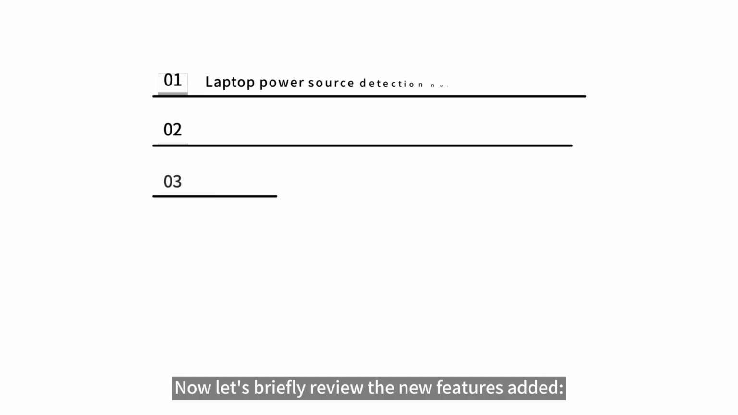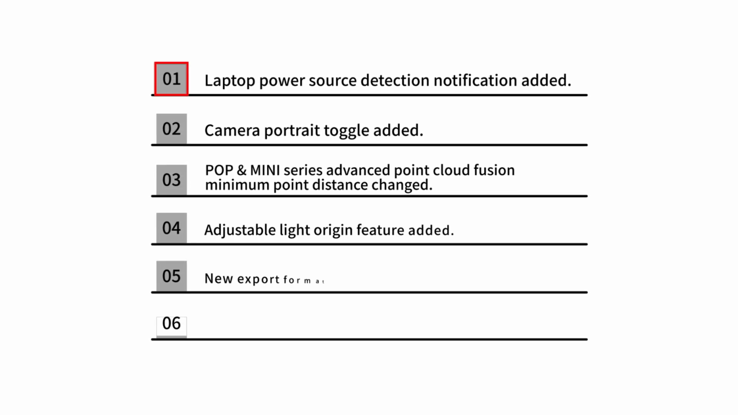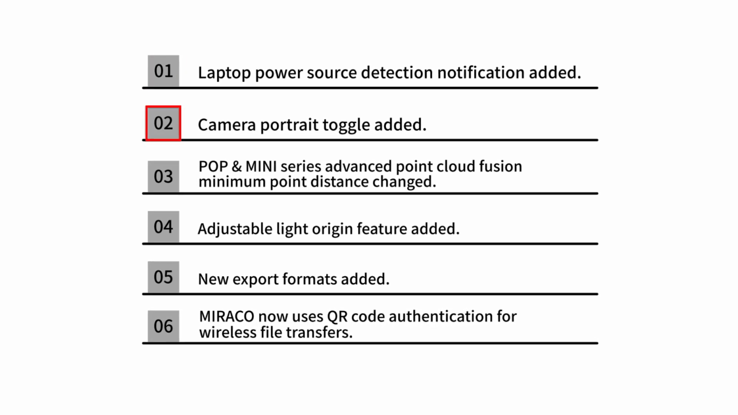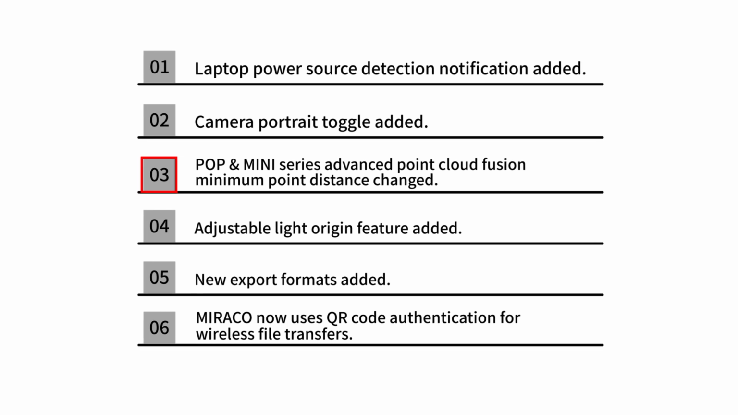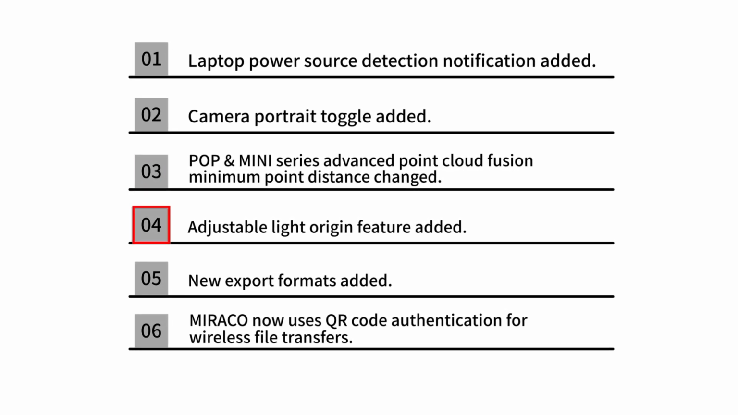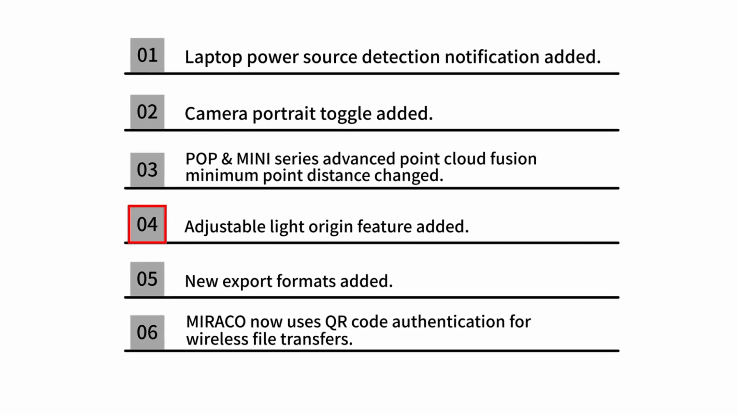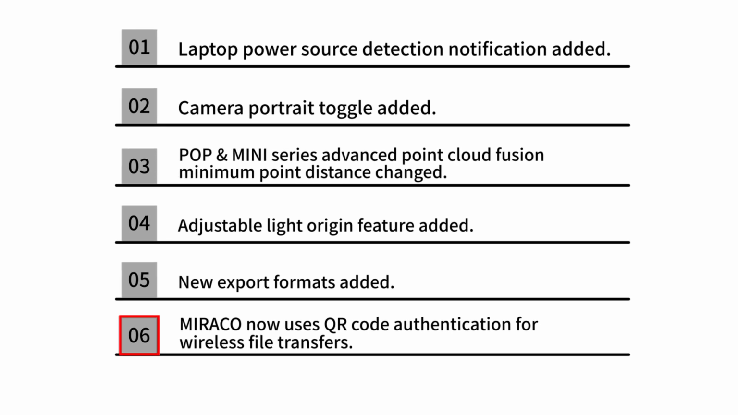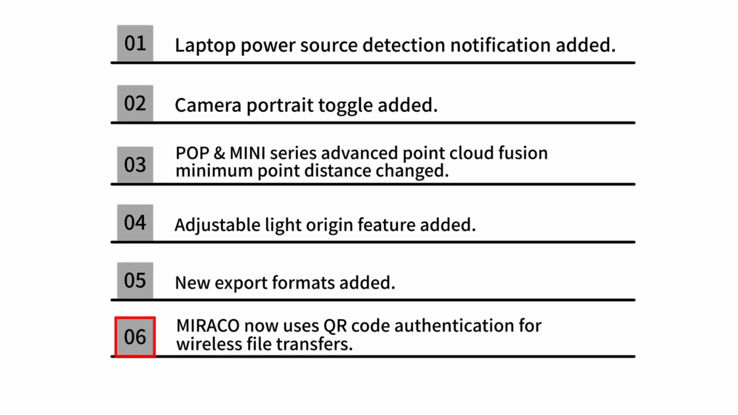Now let's briefly review the new features added. 1. Laptop power source detection notification added. 2. Camera portrait toggle added. 3. Pop and Mini series advanced point cloud fusion minimum point distance changed. 4. Adjustable light origin feature added. 5. New export formats added. 6. MIRACO now uses QR code authentication for wireless file transfers.